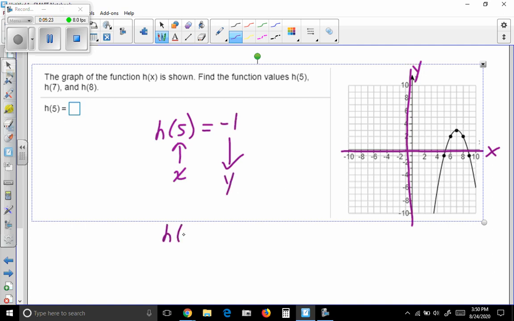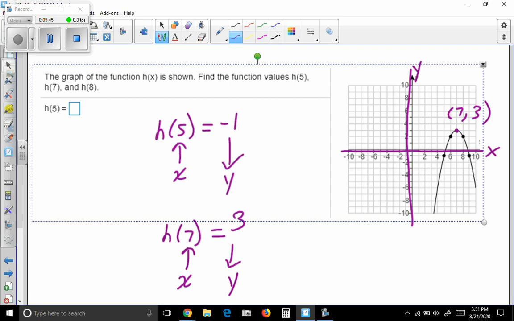If we look at an h value of 7, or an x value of 7, when x is 7, here is an x value of 7, here's our point. So when x is 7, the corresponding y value is 3. So that's how we interpret that.